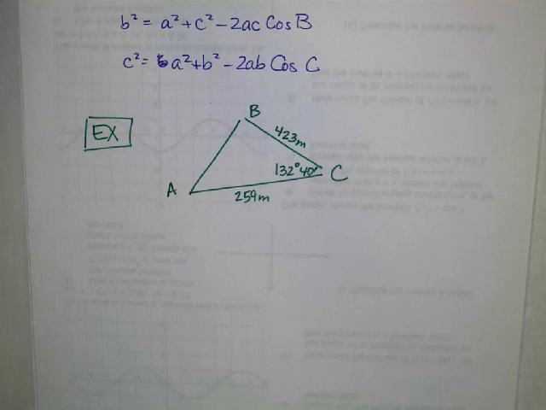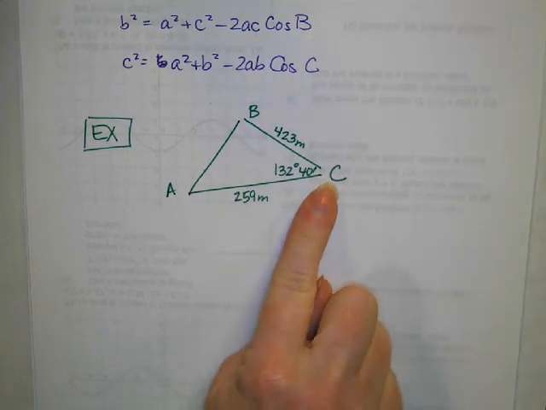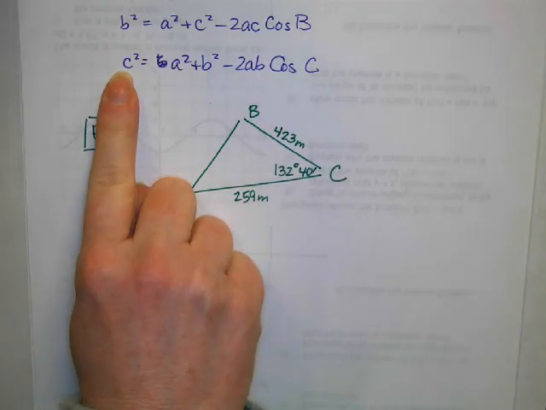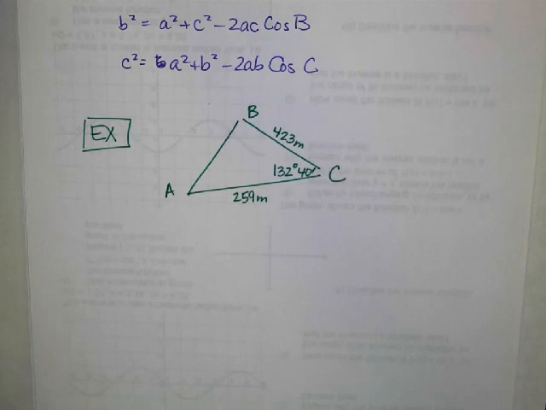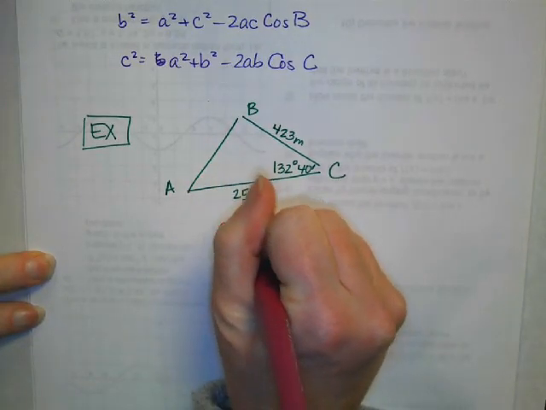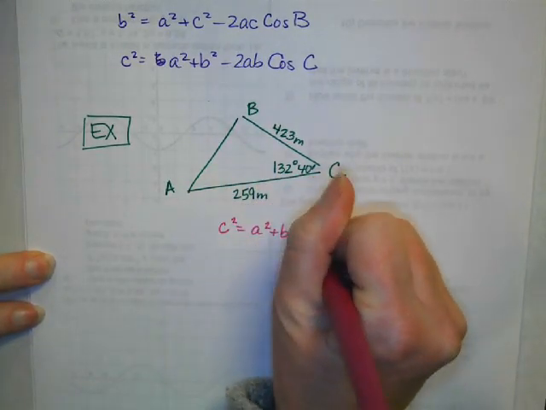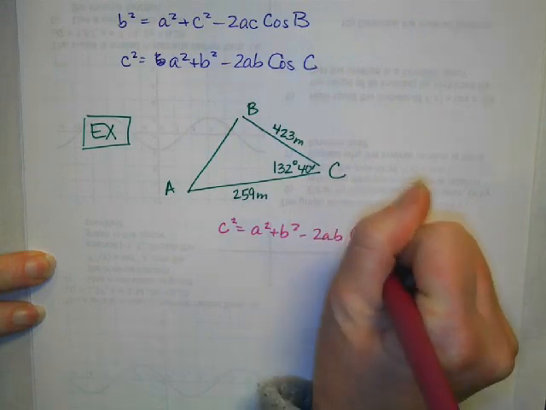It doesn't really matter, but since I have angle C, I'm going to solve for C first, because that's the angle that I have. So I'm using c squared equals a squared plus b squared minus 2ab cosine C.